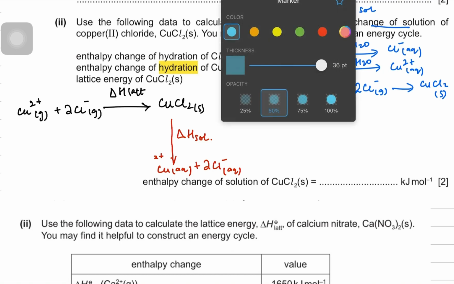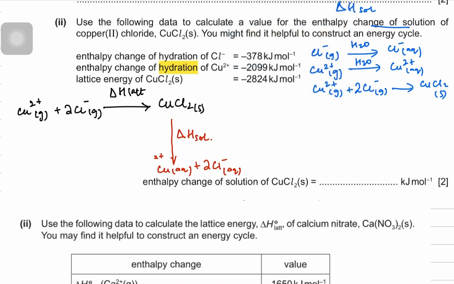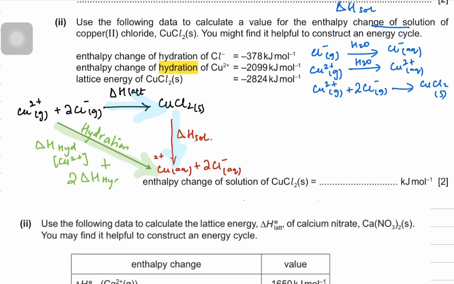I call this a series of direct steps. And I call this a series of indirect steps. What would be the direct step for me? That would be if somehow I hydrated the gaseous ions directly. We call it hydration, right? Hydration means directly from gas to aqueous. It will be hydration enthalpy for copper 2+ and 2 times the hydration enthalpy for chloride.